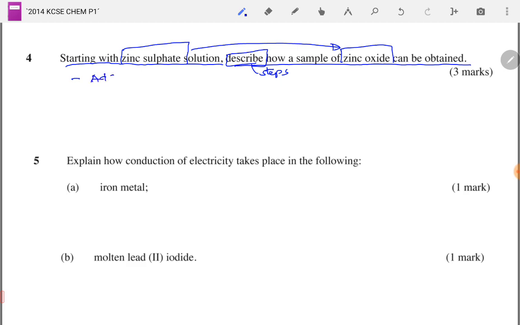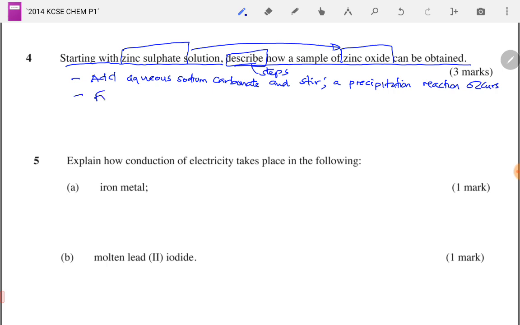Add aqueous sodium carbonate and stir. This will result in a precipitation reaction. Once the precipitation reaction occurs, we'll have zinc carbonate.